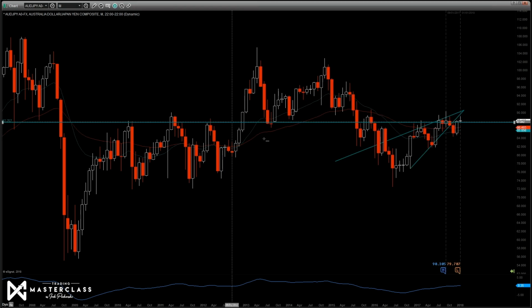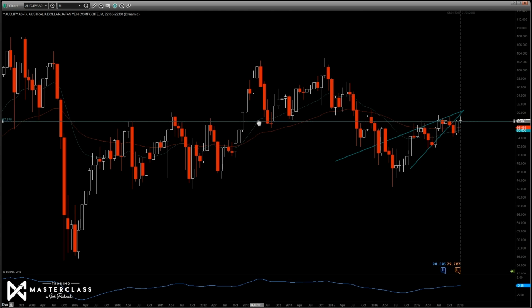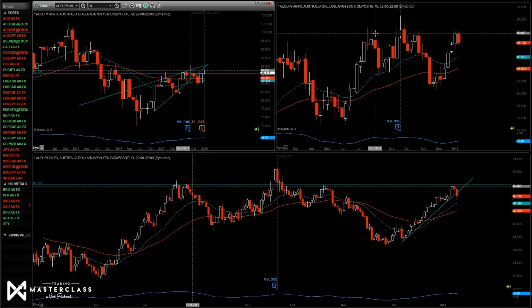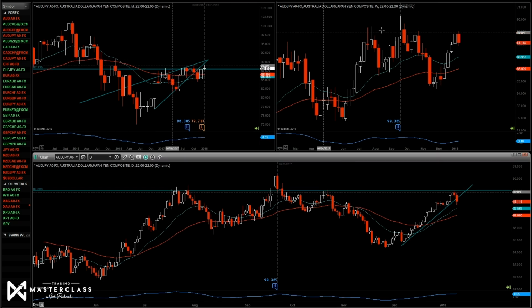So we also have resistance in this area. Just as we saw on the daily time frame, you can see that this resistance goes a little bit farther out on the monthly chart, all the way to 2011. So we do have resistance. It's good. We do have resistance on a weekly, and we do have resistance on a daily, but there's no confirmation on a weekly.